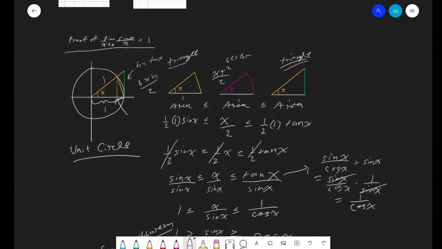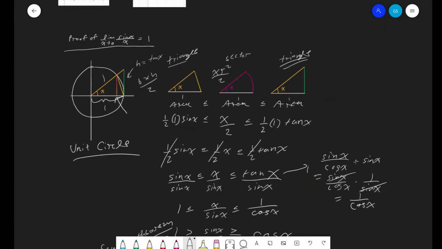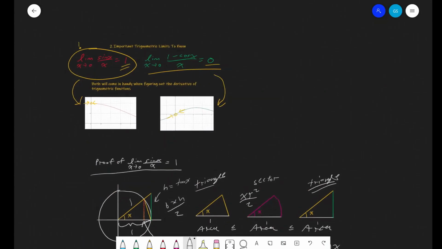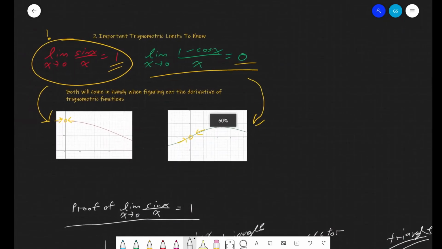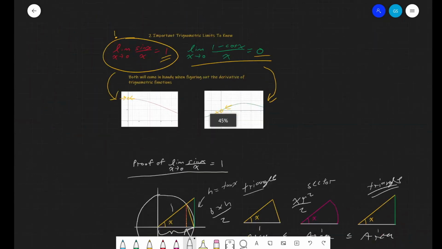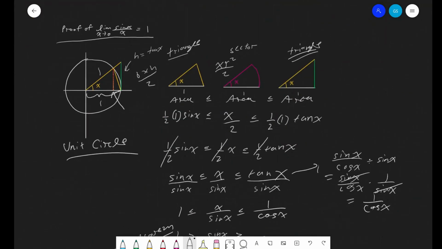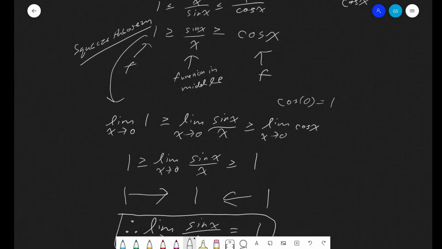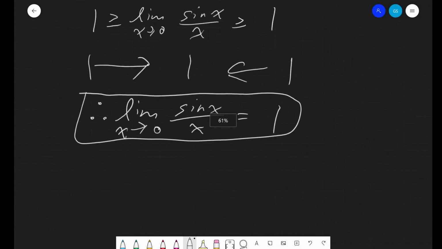The next one will show the limit for the other one, which is 1 minus cos x over x, which will be an easier one because we're just going to be using the sine x over x limit as x approaches 0. But yep, that's pretty much it.